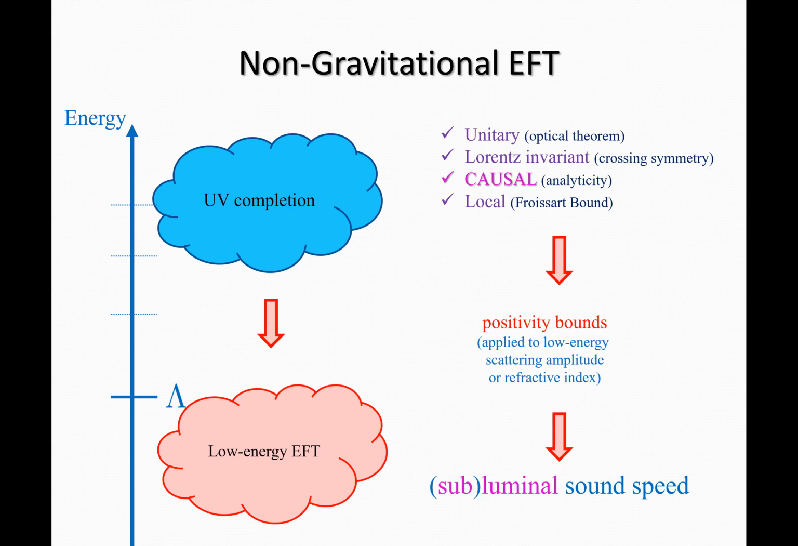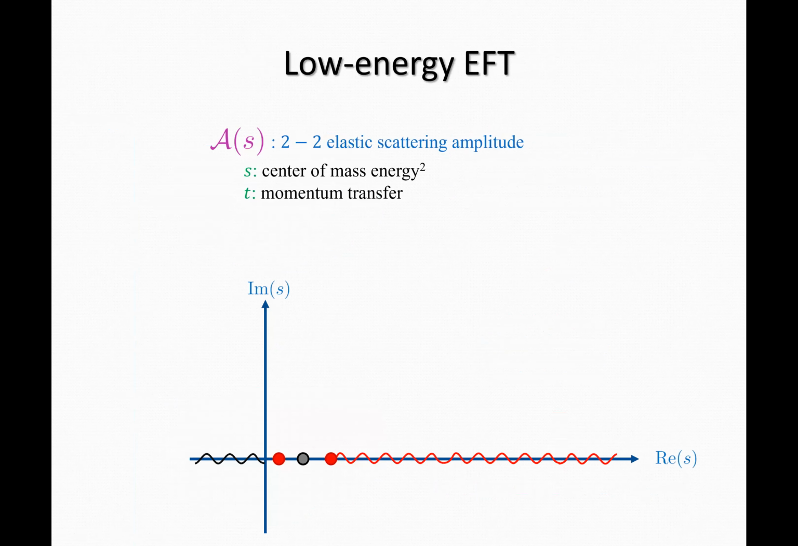So to see this connection for non-gravitational effective field theory, the easiest way to do it is to look at the 2-2 scattering amplitude within our low energy effective field theory. I'll be working in the Mandelstam variables. So s is the center of mass energy squared, and I'm going to continue it in the complex s plane.